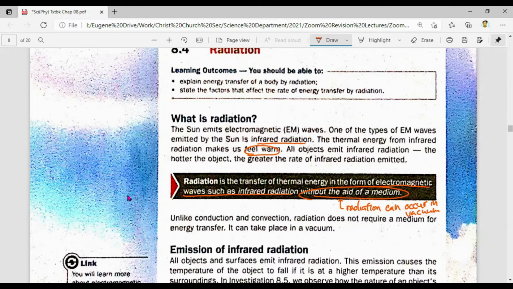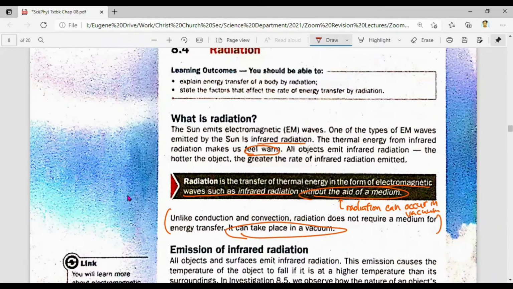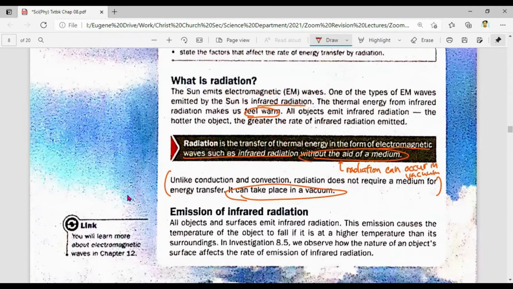So, unlike conduction and convection, radiation does not require a medium for energy transfer. It can travel through a vacuum. This is quite important because typically heat transfer cannot occur, or many things are stopped, because of a vacuum. But radiation actually can travel through a vacuum. It doesn't need a medium. So radiation can take place in a vacuum. That's a key point.